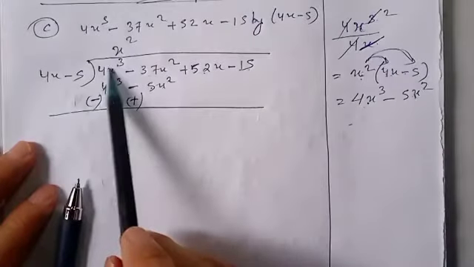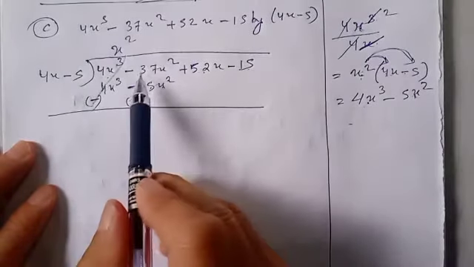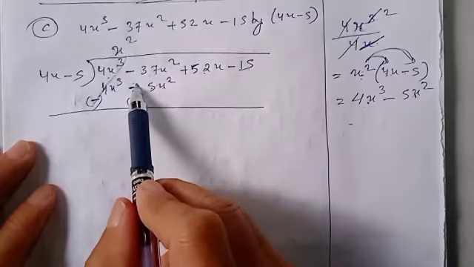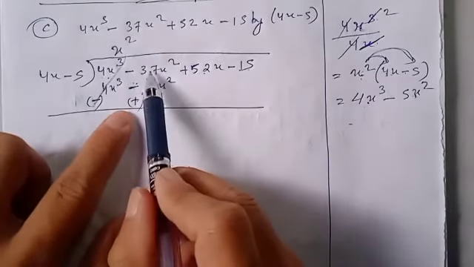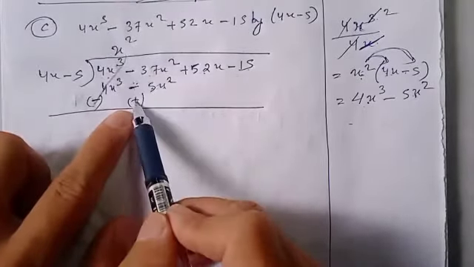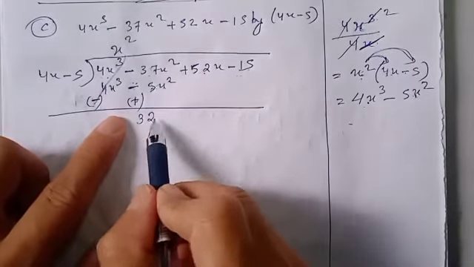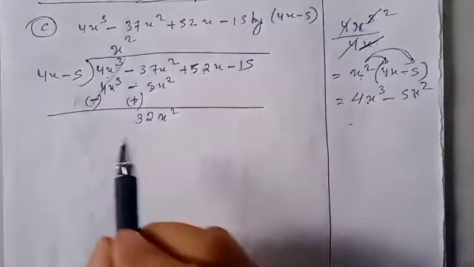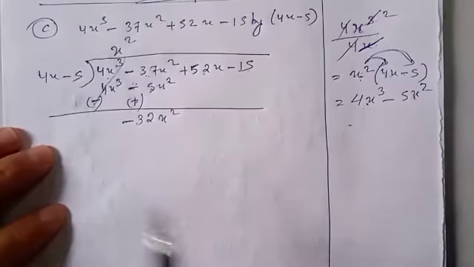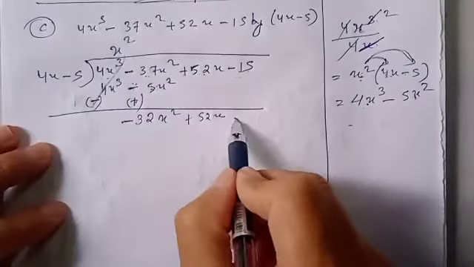Then here, 4x to the power 3 and 4x to the power 3 are the same. One is plus, one is minus, so cancel this one. What about this one? 37x squared, this is minus. 5x squared, this is plus or minus? Not minus, right? Already changed. 5x squared is plus, okay? Here, what is 37? What is 5? We can cancel, so what should we do? Let's check it. 37 is minus, 5 is plus, so plus and minus is minus. So 37 minus 5 is 32x squared. Okay, what about the sign? 32 is plus or minus? Greater number is 37, this is minus, so this should be negative 32x squared. Again, you write the remaining terms, plus 52x minus 15.